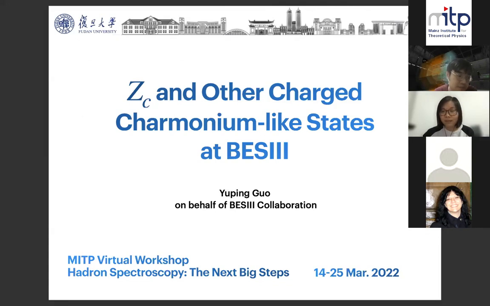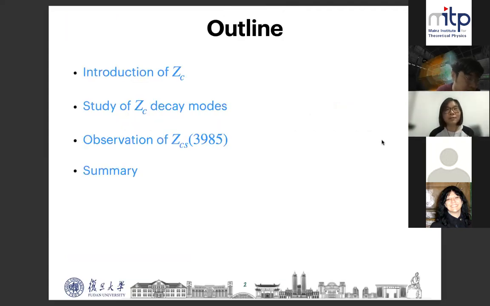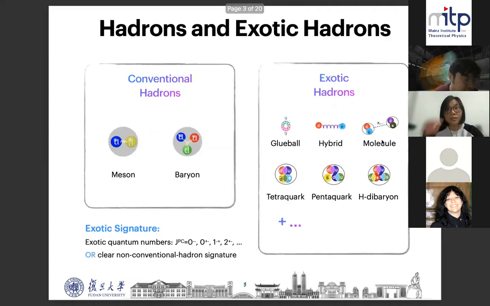Maybe quite a few of those results are already familiar to you, but anyhow, I will introduce them in order. The outline of my talk is as follows. First, I will give a very short introduction of Zc states, then I will introduce the new studies of the Zc decay modes, and then finalize with the observation of Zcs 3985.